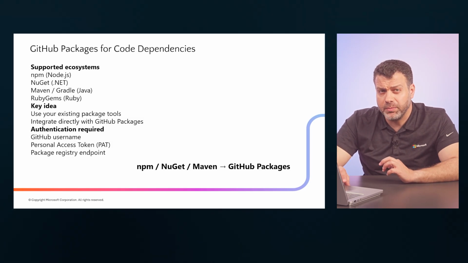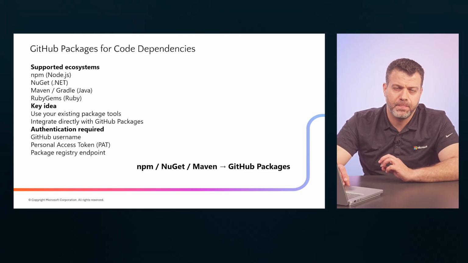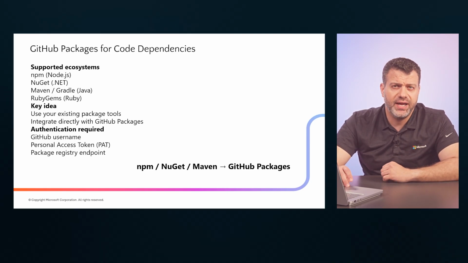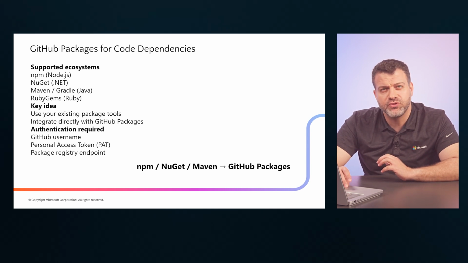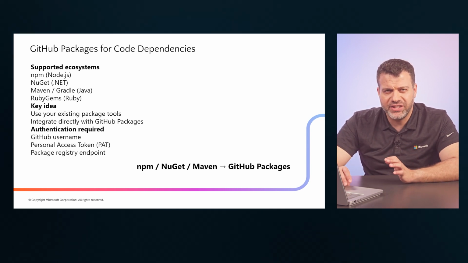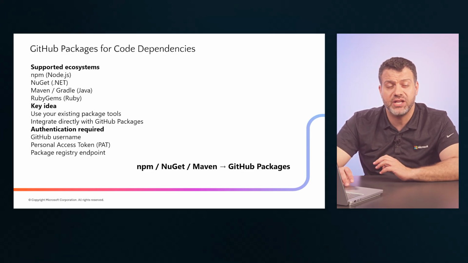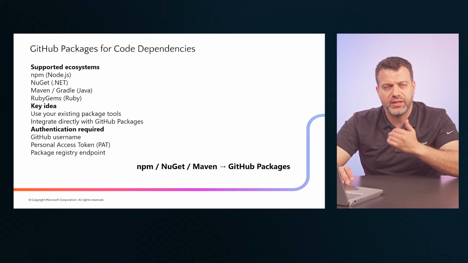So far, we've looked at publishing container images, but GitHub Packages also supports traditional code packages across multiple ecosystems. This includes NPM for Node, NuGet for .NET, Maven and Gradle for Java, and RubyGems for Ruby. One of the key advantages is that you don't need to learn a new system. You continue using the existing package manager, but instead of publishing to an external registry, you publish directly to GitHub Packages.